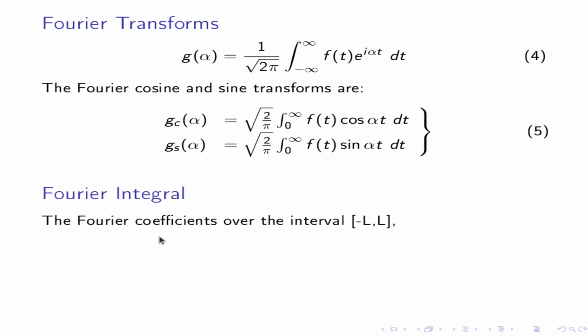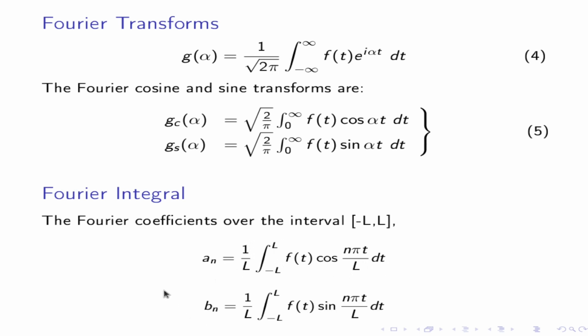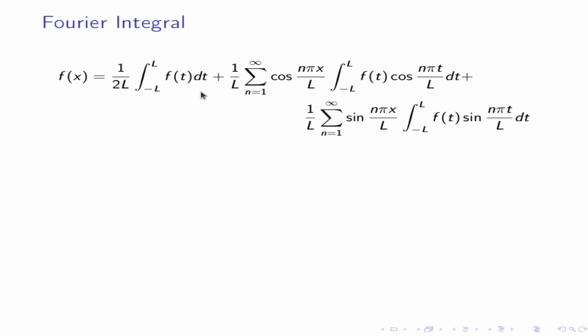Fourier integrals. The Fourier coefficients over the interval minus L to L are: an is 1 over L integral from minus L to L of f of t cos n pi t by L dt, and bn is 1 by L integral from minus L to L of f of t sin n pi t by L dt. We are substituting the values in f of x, which is equal to a0 by 2, that is 1 over 2L integral from minus L to L of f of t dt, plus 1 over L summation over n equal to 1 to infinity cos n pi x by L into the integral from minus L to L of f of t cos n pi t by L dt.